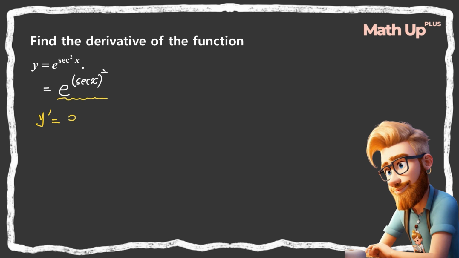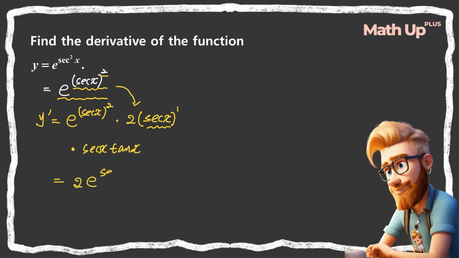e to the secant x squared, times the derivative of this function right here by the chain rule. Since we have power 2, apply the power rule first: 2 times secant x to the power of 1, times chain rule again. We have to multiply by the derivative of secant x, so it's going to be secant x tangent x. So that is equal to 2e to the secant square x times secant x times secant x, that's secant square x times tangent x.